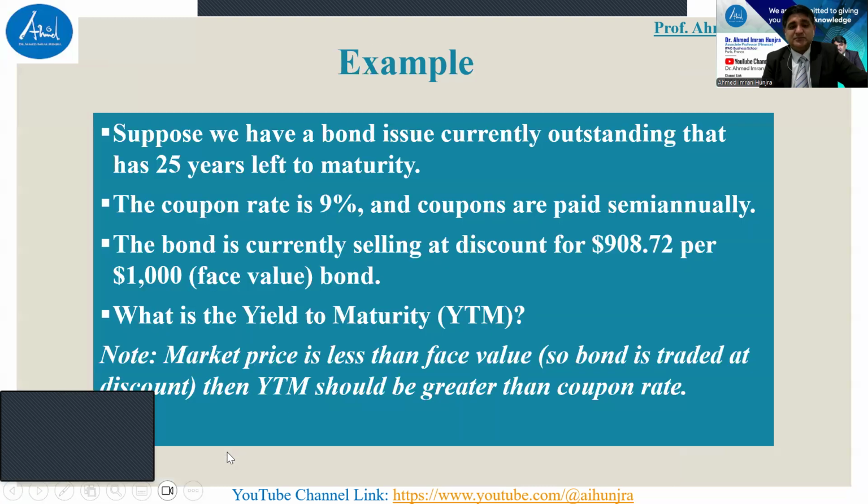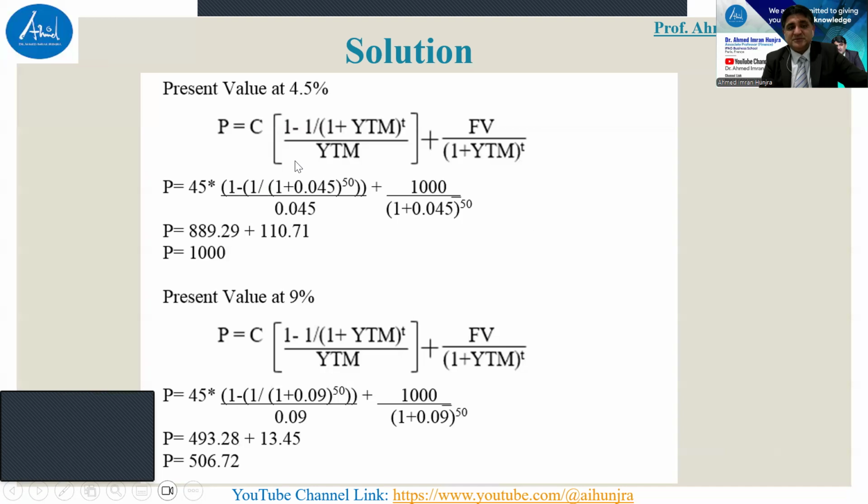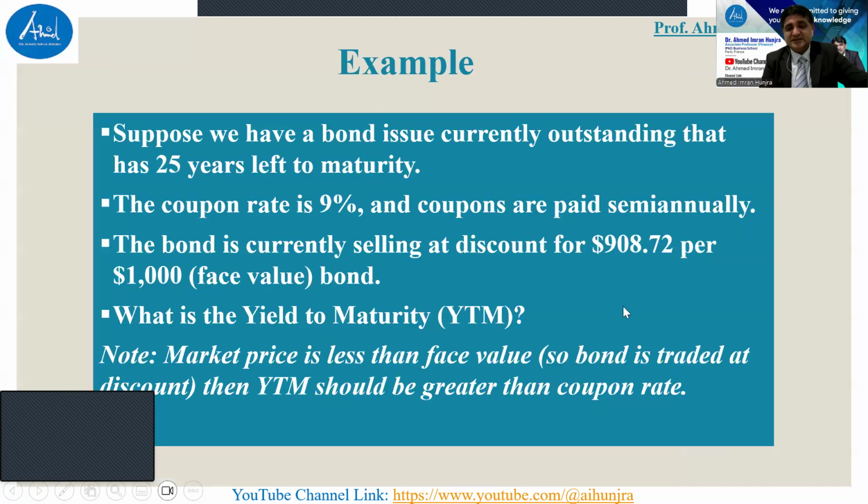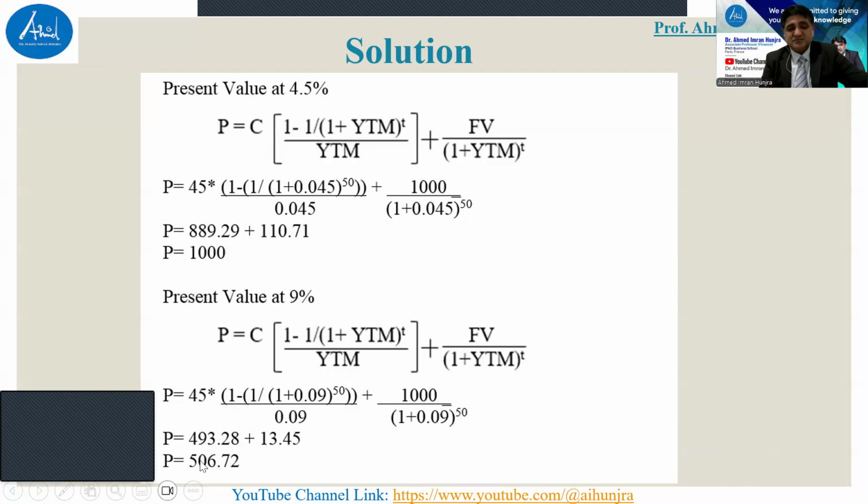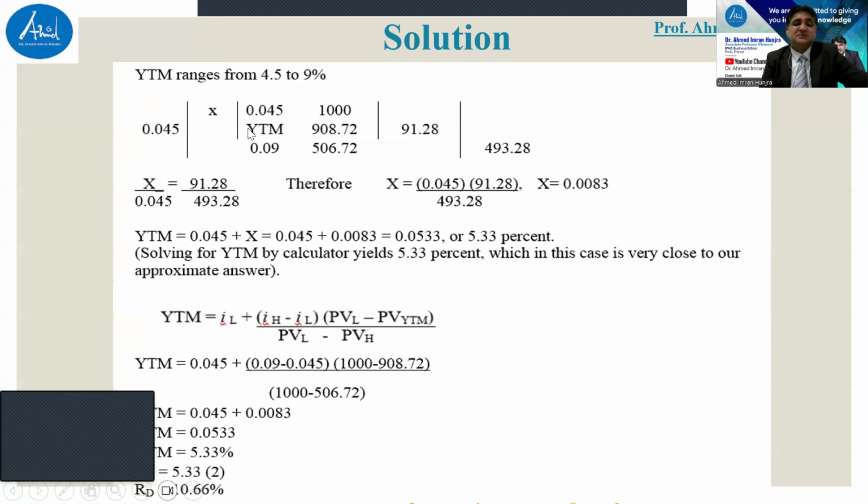So what we need is 908. At 4.5%, we have 1000, and at 9%, we have 506. So 908 is between 506 and 1000, and we can simplify in the same way. At the lower rate, 0.045, we find 1000. For YTM, we need the rate which gives us a value equal to the market price, 908. At the higher rate, that is 0.09, we get 506.72. Here we need to find YTM, which we denote by X.